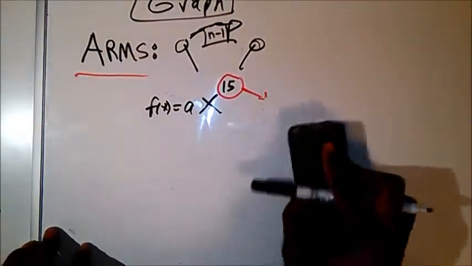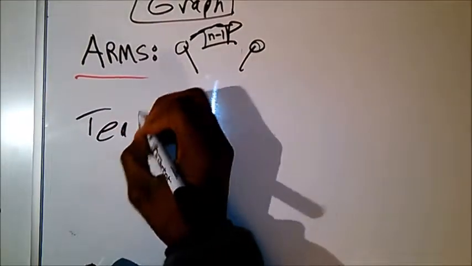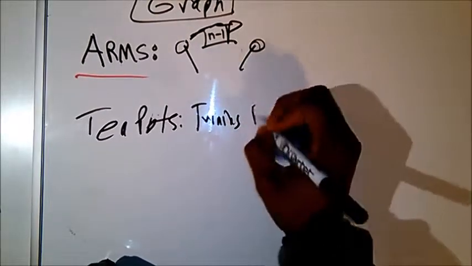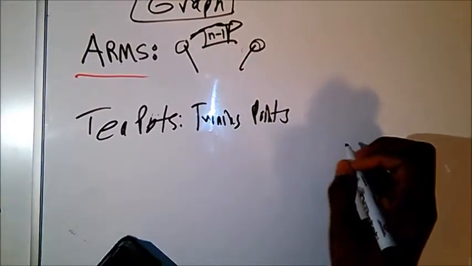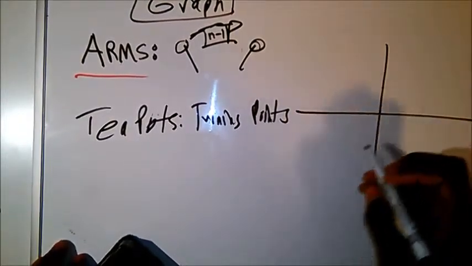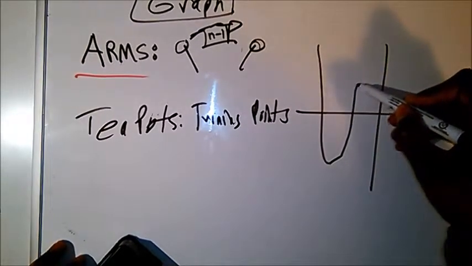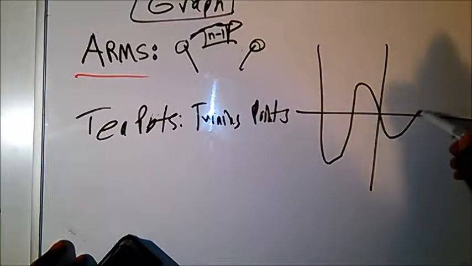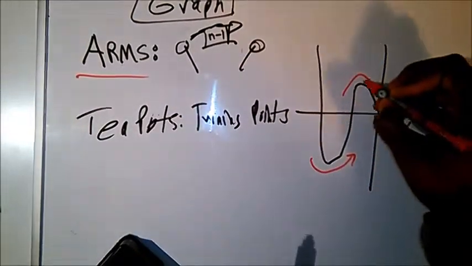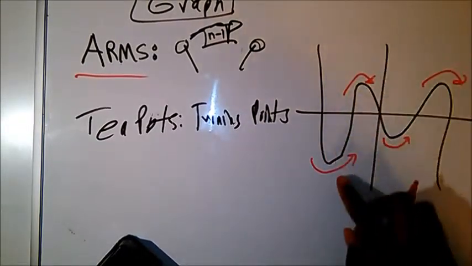And basically, what are turning points? Teapots or turning points. Turning points basically show us how many times a graph turns around. Okay? These are the turning points here. It tells us how many times it turns around. Okay. In this case, there's 4 turning points.